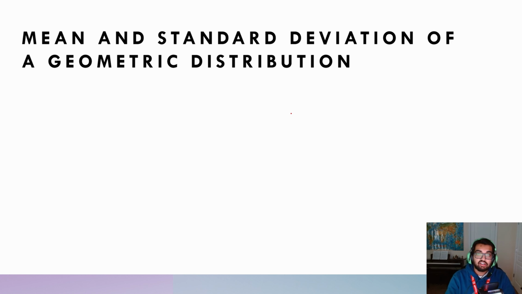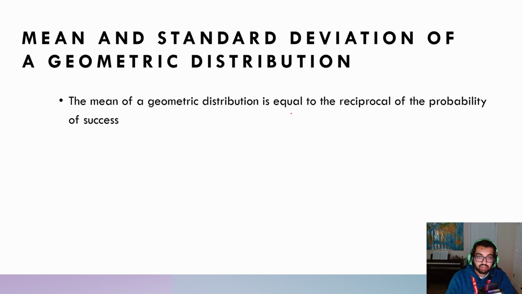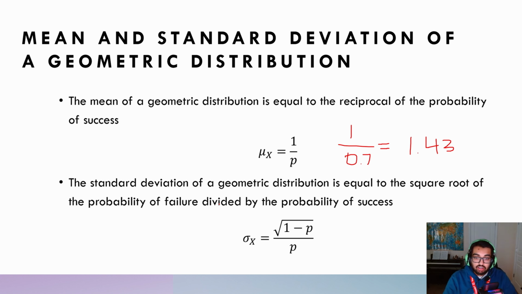So the mean and standard deviation of a geometric distribution: the mean is just 1 over p. On average, I'm going to hit a kid after 1.43 tries. And this is the standard deviation of that. I'm usually going to hit my first kid within 0.782 of the mean.